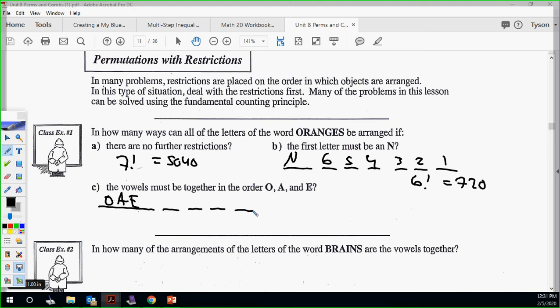It doesn't say to start with OAE. If it started with OAE, then you'd have 4. But since this can move, we have 5 places that we order. So what I say is treat this as one letter. OAE is like one letter. We now have 5 things that we're shuffling around. So this would be 5 factorial, and you get 120. Okay, questions on that? That's the most common type right there: grouping things together.